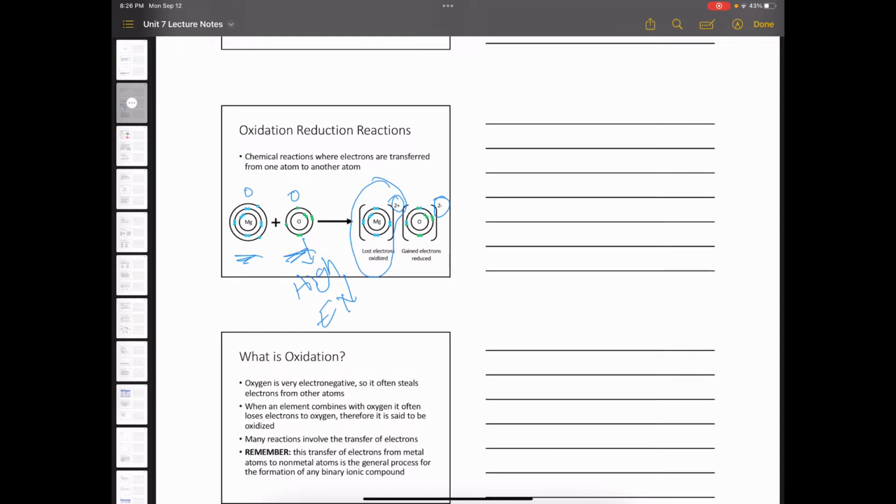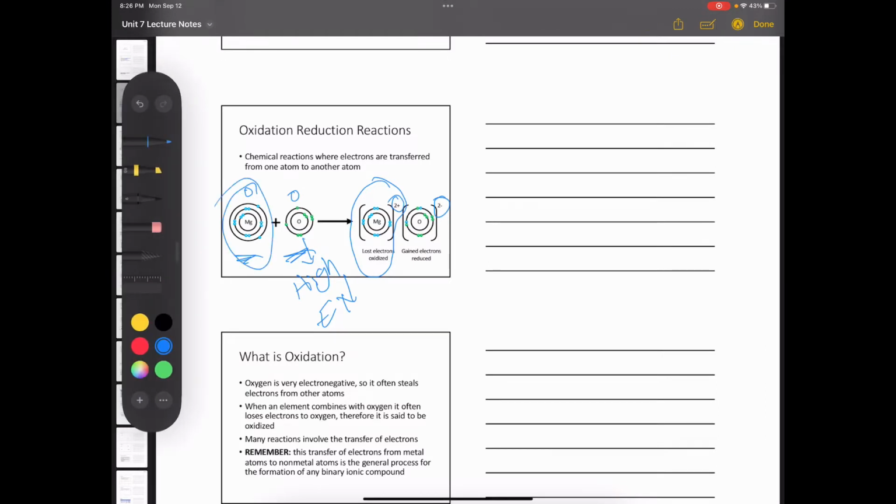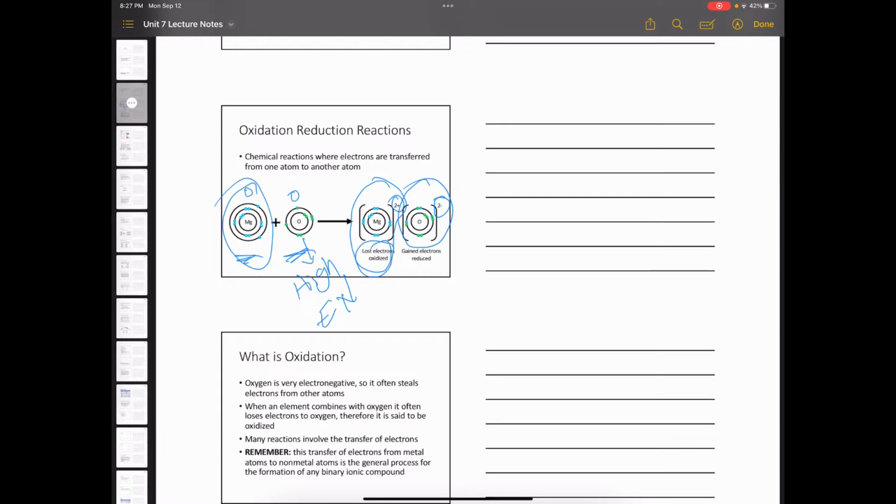Okay. So when we're looking at the magnesium in this case, because magnesium lost the electrons, we describe magnesium as being oxidized. On the other hand, because oxygen gained those electrons, we describe oxygen as the atom that's being reduced. So we have an oxidized substance, which is the magnesium, and a reduced substance, which is the oxygen.